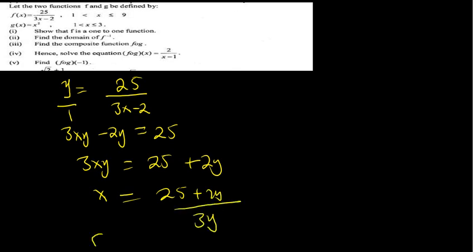So I'll now say f inverse of x is therefore 25 plus 2, where there is y, we'll put x, in the denominator also over 3x.